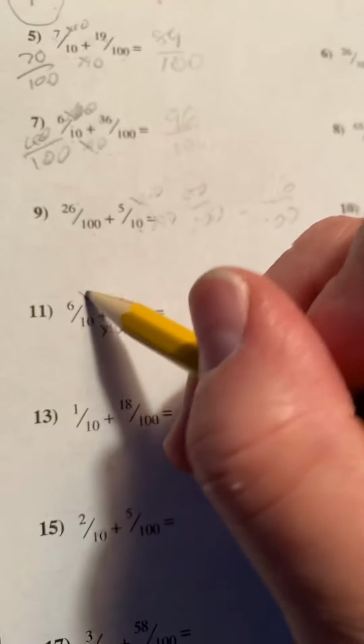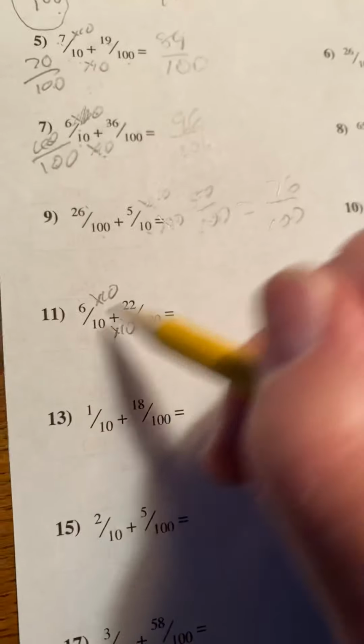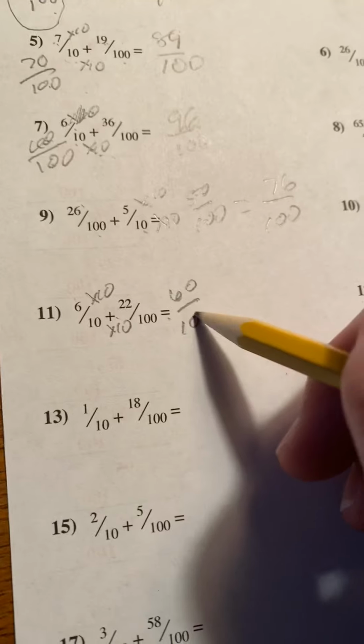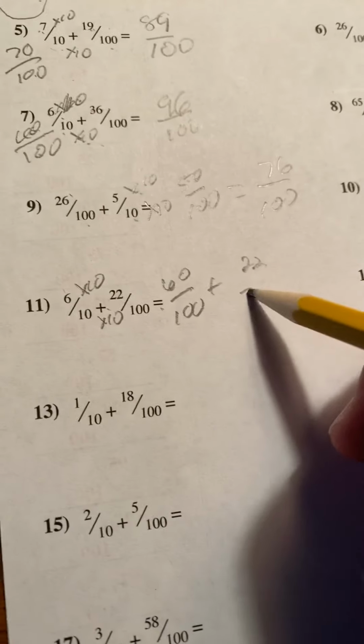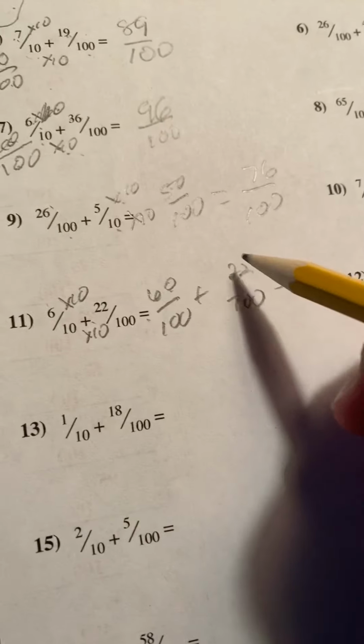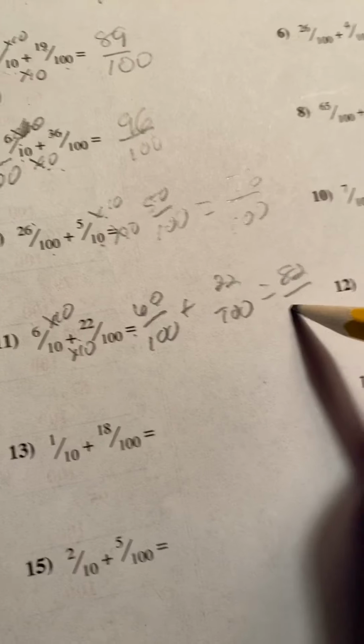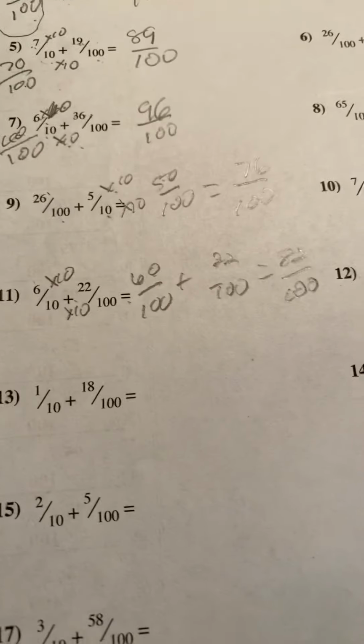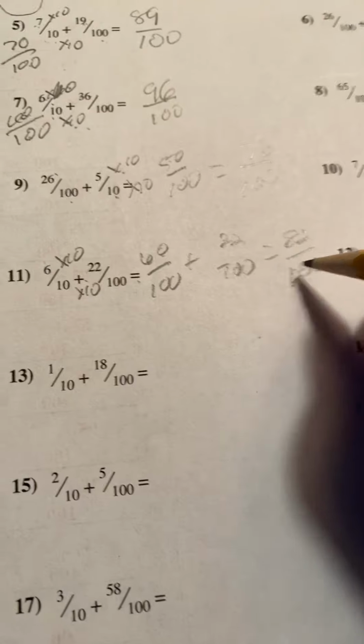6 tenths, 22 hundredths. Times 10, times 10. That's 60 hundredths plus 22 hundredths, which equals 60, 70, 82, 82 hundredths. All right. Catching on without the training wheels?